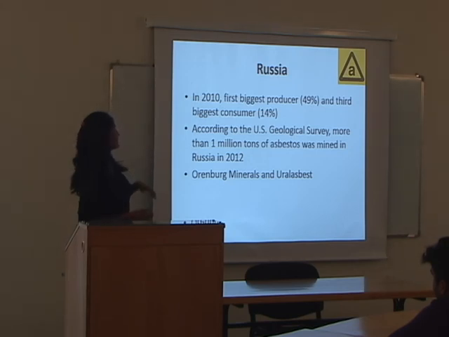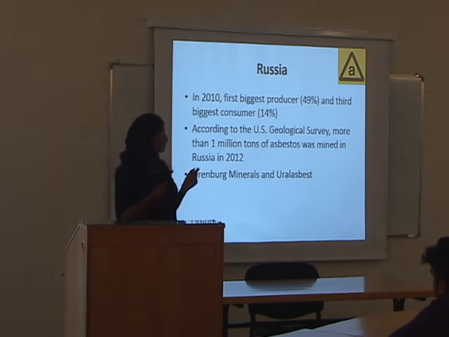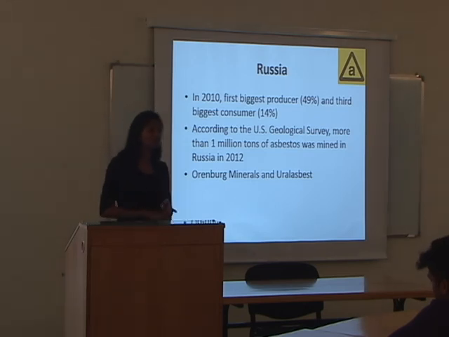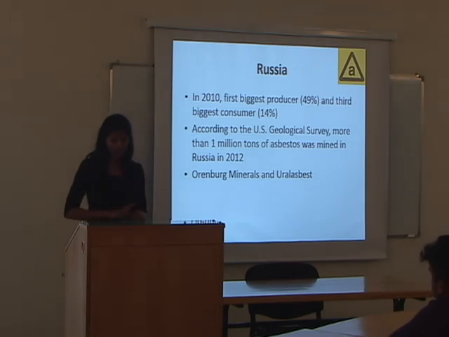The first one is Russia. In 2010, they were the biggest producer and the third biggest consumer. They produced about 49% and consumed about 14%. According to the US Geological Survey, more than 1 million tons of asbestos was mined in 2012. There are two main asbestos miners in Russia. One is Orenburg, the other is Ural Asbest.